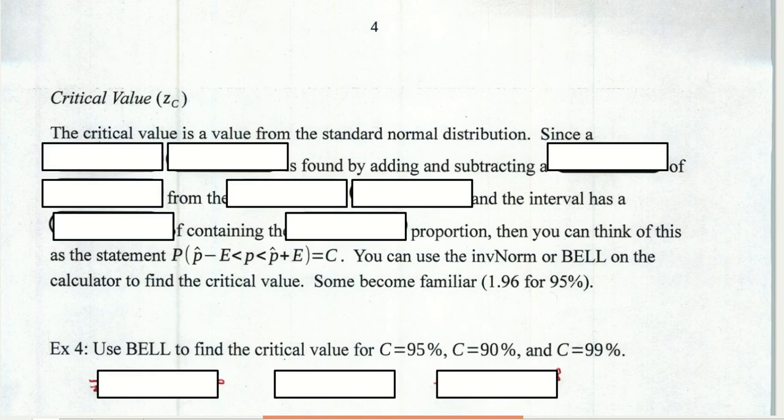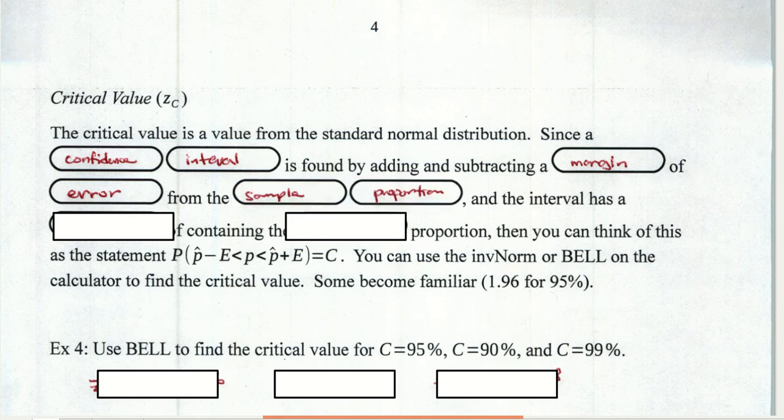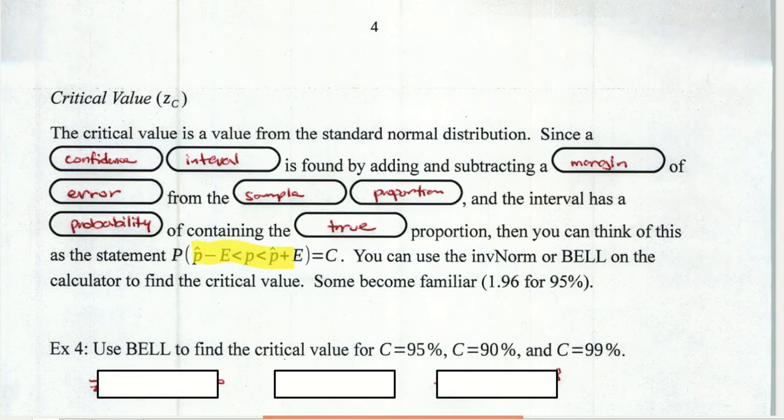The critical value, z sub c, is the bridge between the confidence level c and e, the margin of error. The critical value is a value from the standard normal distribution, that is, it's a z-score. Since a confidence interval is found by adding and subtracting a margin of error from the sample proportion, and the interval has a probability of containing the true proportion, then you can think of this as a probability statement. The probability that the true population proportion is in the interval from p hat minus e to p hat plus e is equal to c.